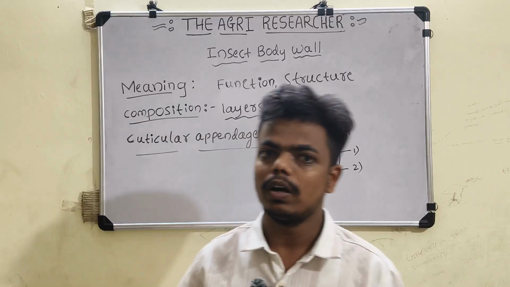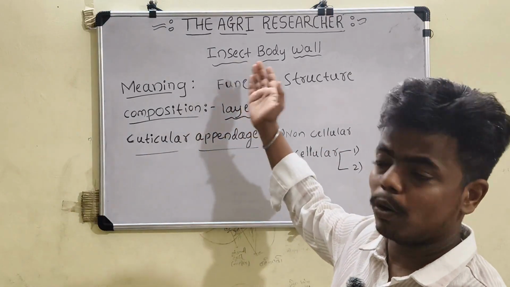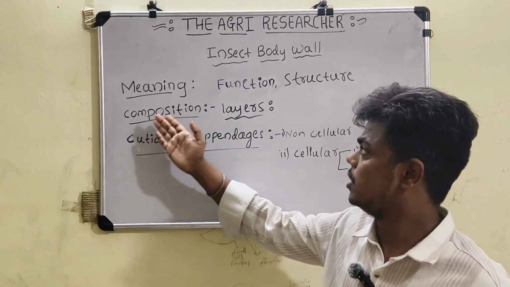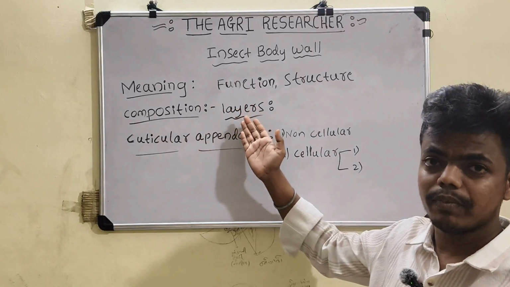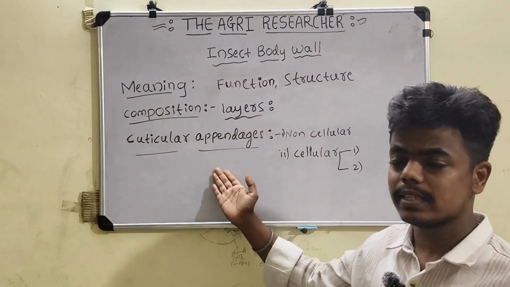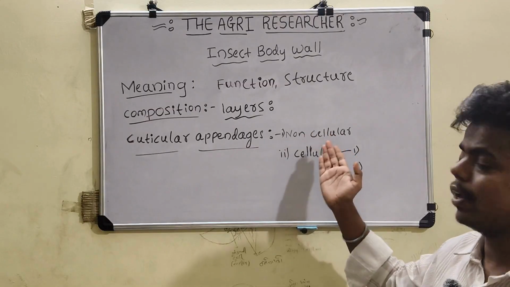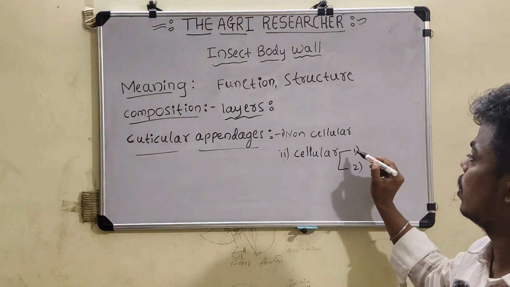In today's session, we discuss the insect body wall: its meaning, its function, its structure, its composition, and its different layers and cuticular appendages, cellular and non-cellular, and the cellular again being of two types.